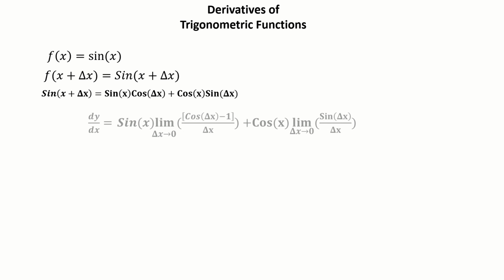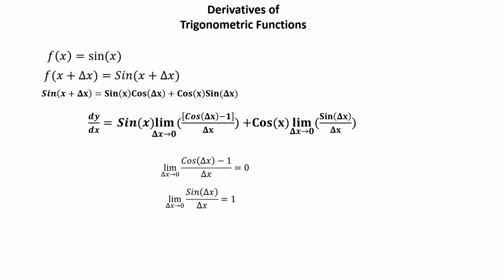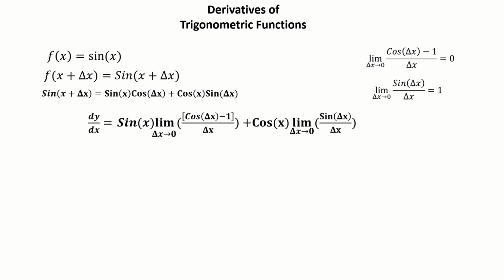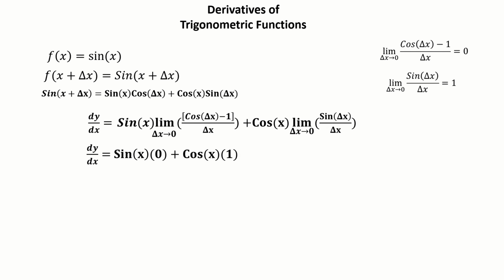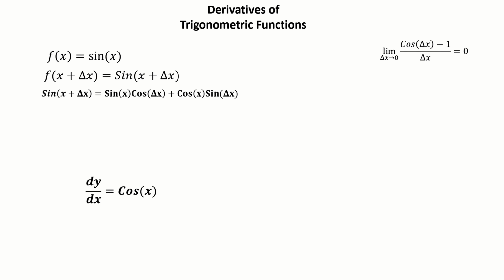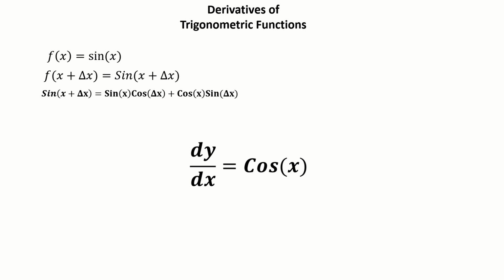From the fundamental limits, we know that the limit as delta x tends to 0 of cos of delta x minus 1 over delta x is equal to 0, and the limit as delta x tends to 0 of sine of delta x over delta x is equal to 1. If we substitute these values in the expression, the first term will vanish because it is multiplied by 0, and we are left with dy by dx equal to cos of x. This is the derivative of the sine of x.